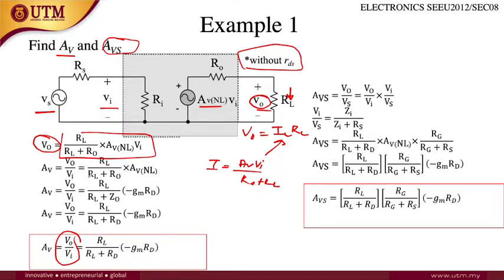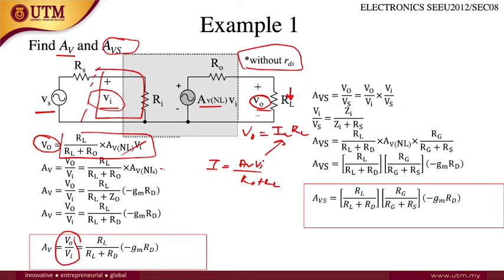And then VI is always VI, because it is not considered at this point. VI is from this point. So since this VI is multiplied by VI, this VI can be cut off. It will leave you RL over RL plus RO, times AV no load, right? AV no load, which is this value.